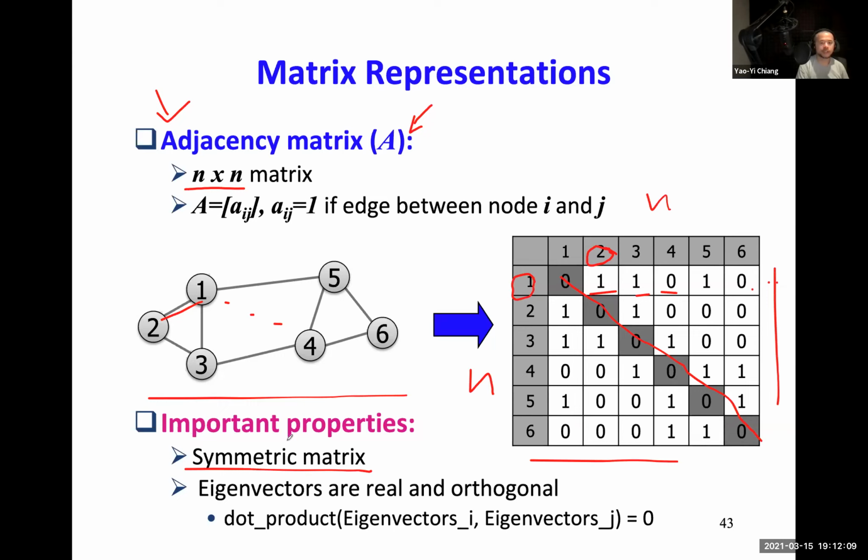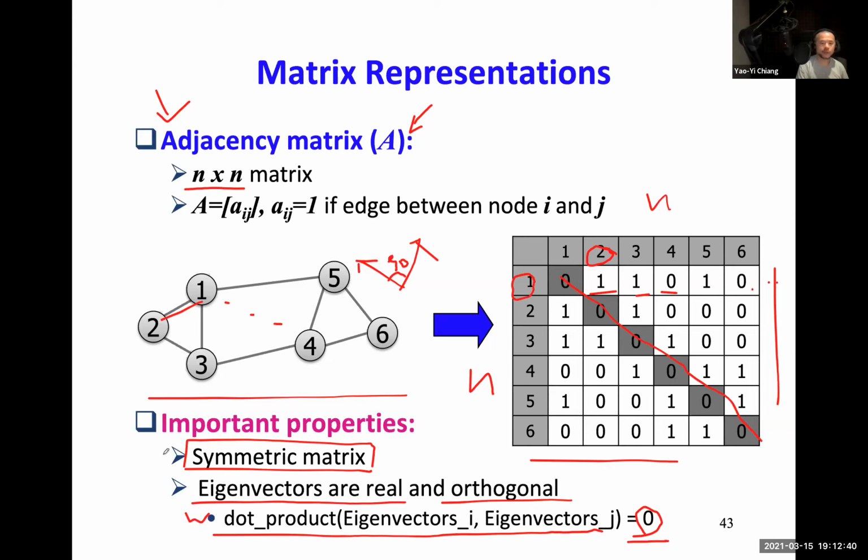This is important because for a symmetric matrix, the eigenvectors are real vectors, vectors of real numbers, and they are orthogonal. Orthogonal means the dot product of any pair of their eigenvectors will be 0. If you are in two-dimensional space, it looks like this. Okay, 90 degrees. And if you do a dot product, you are going to have a 0. So this is an important property that we are going to use later.